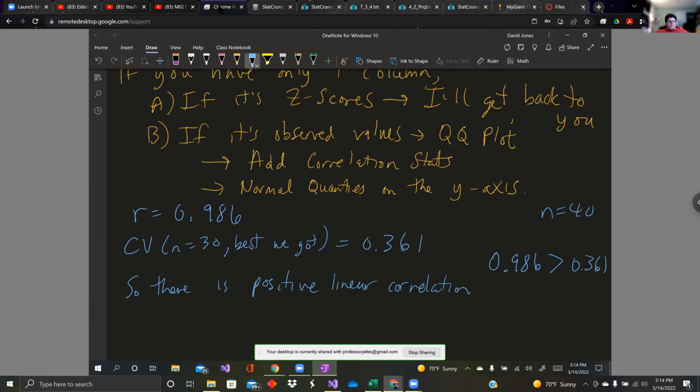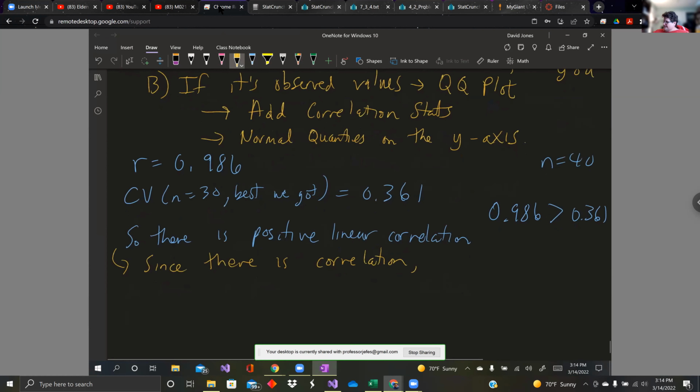And since there is positive linear correlation, what we're doing in 7.3 is we have this data set. We don't know how it's distributed. We don't know if it's actually normally distributed or not. And we want it to be normally distributed for everything we do in statistics later on. So since there is correlation, the data is approximately normally distributed.